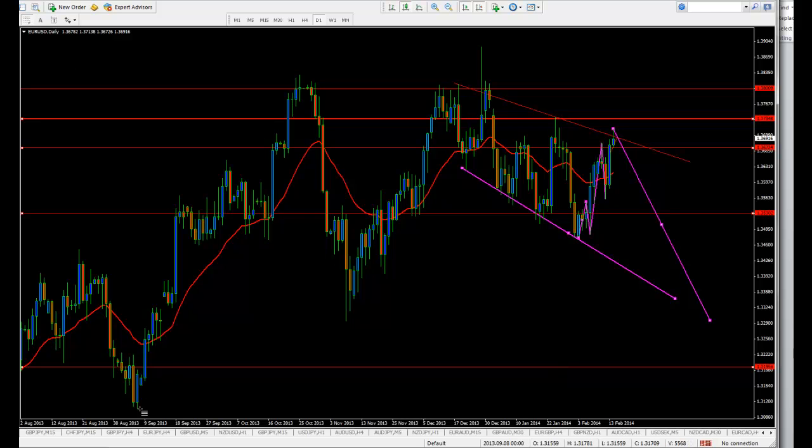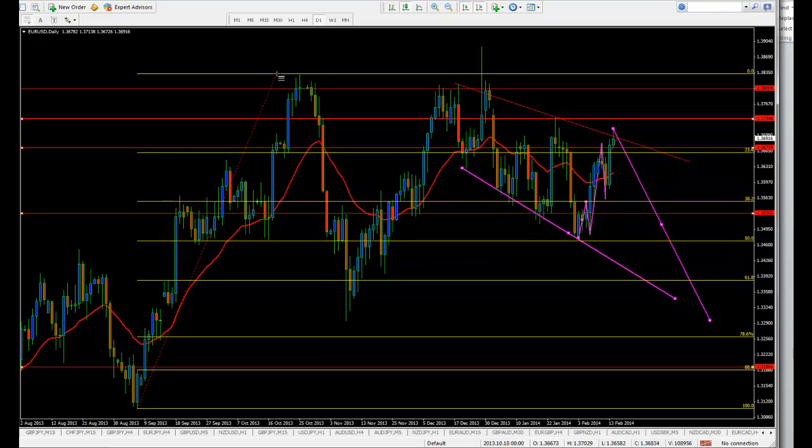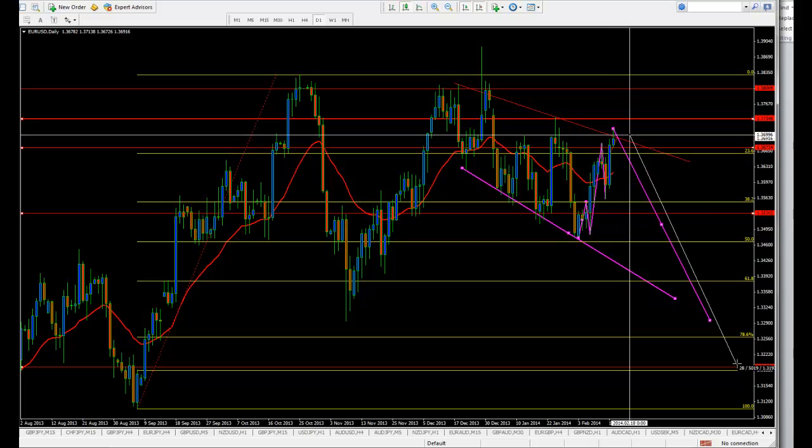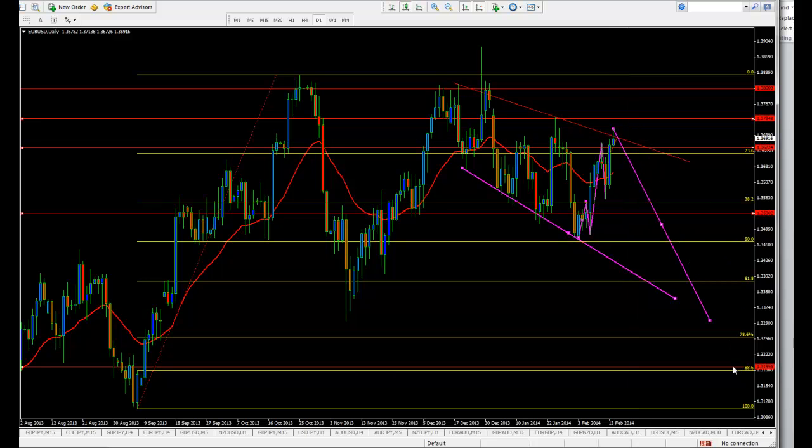I'm just looking at this for the first time here, but let's just say this is an A, B, C. This is real messy for a C wave. I don't think I can buy that. Yeah, we'd have to come down into this 88% support.